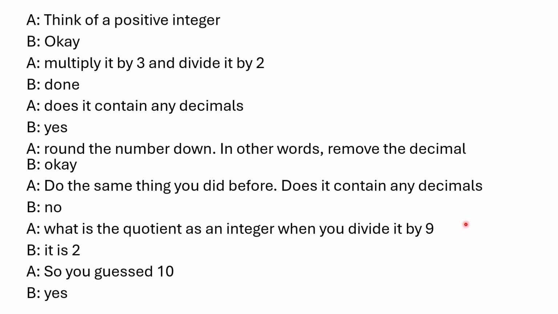So let me give you an example of what I mean by quotient as an integer. Let's think of 20, right? When you divide it by 9, you get 2 point something, right? And when you take the quotient as an integer, you are taking the 2. So that's basically what I meant. And B says it is 2. A says so you guess 10, and B replies yes. So A successfully manages to guess the number. Let's see how this works.